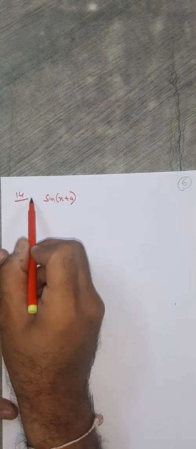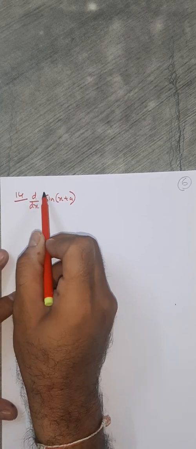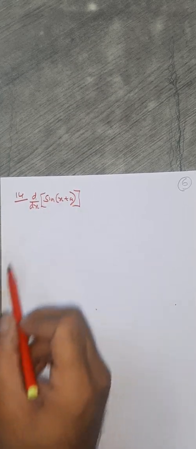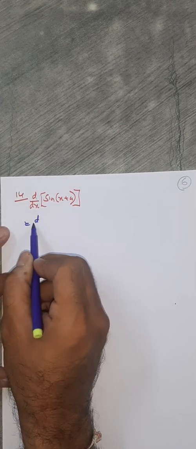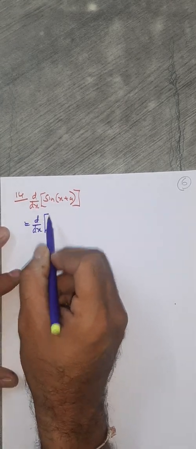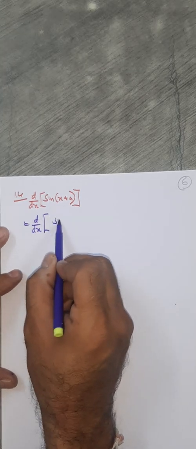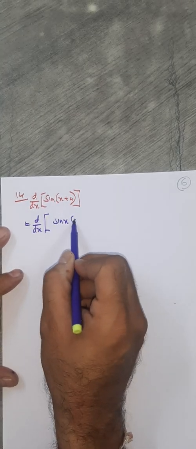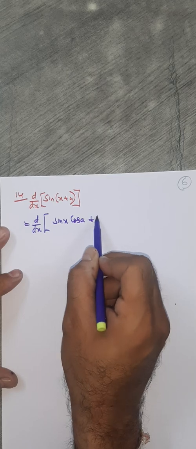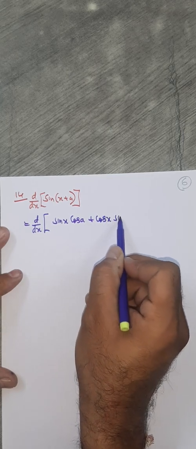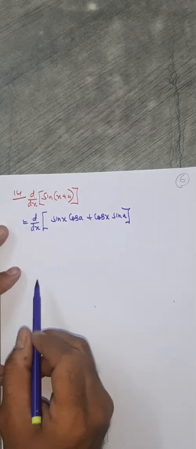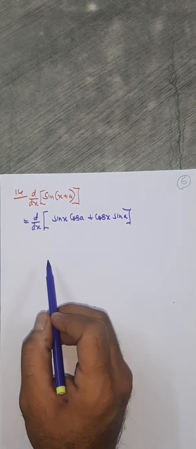Sine of x plus a, you want the derivative, so d by dx. Here you don't have a derivative formula for sine of x plus a. So before I differentiate it, I'll open the bracket by the addition formula. If you remember, sine x cos a plus cos x sine a. Here a is constant, you know. Now this can be differentiated very easily.